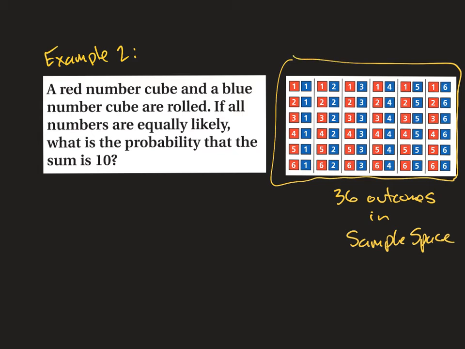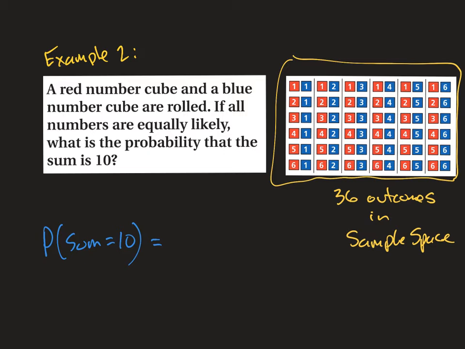Now we are asked to find the probability that the sum is 10. So when I write this out in my notation, I'm going to write P, sum is 10. I'll put sum equals 10 just to use a little shorthand. And I've got to make this fraction. So I need to find out how many of these outcomes have a sum of 10.